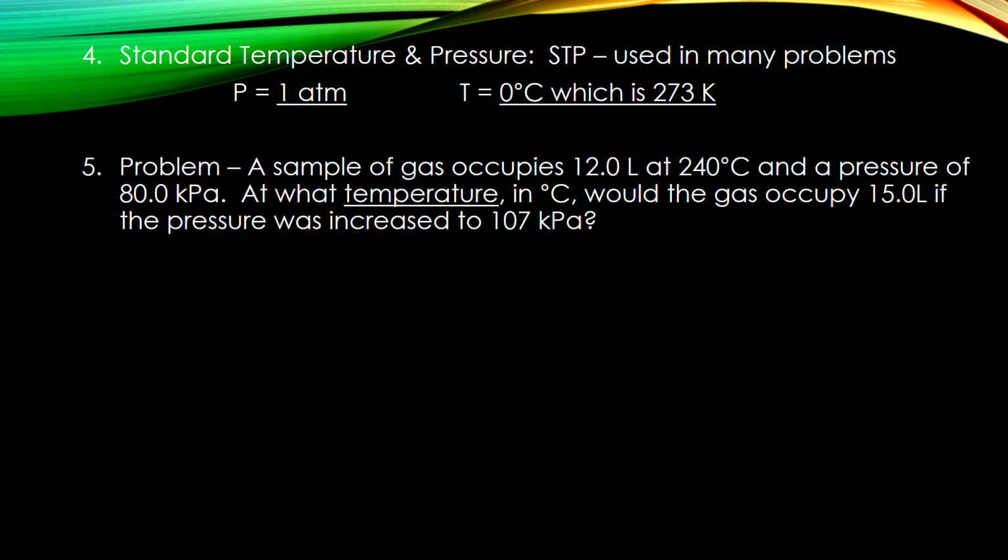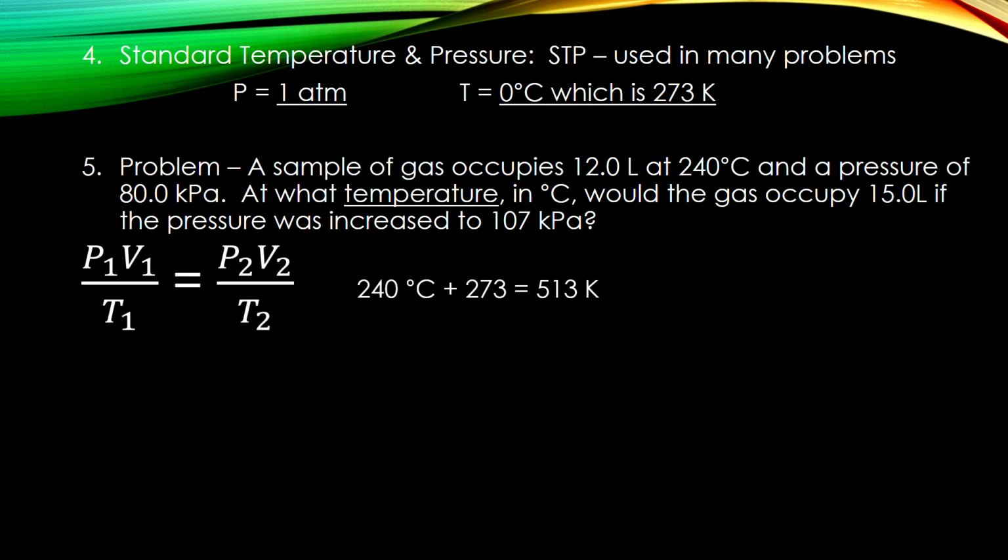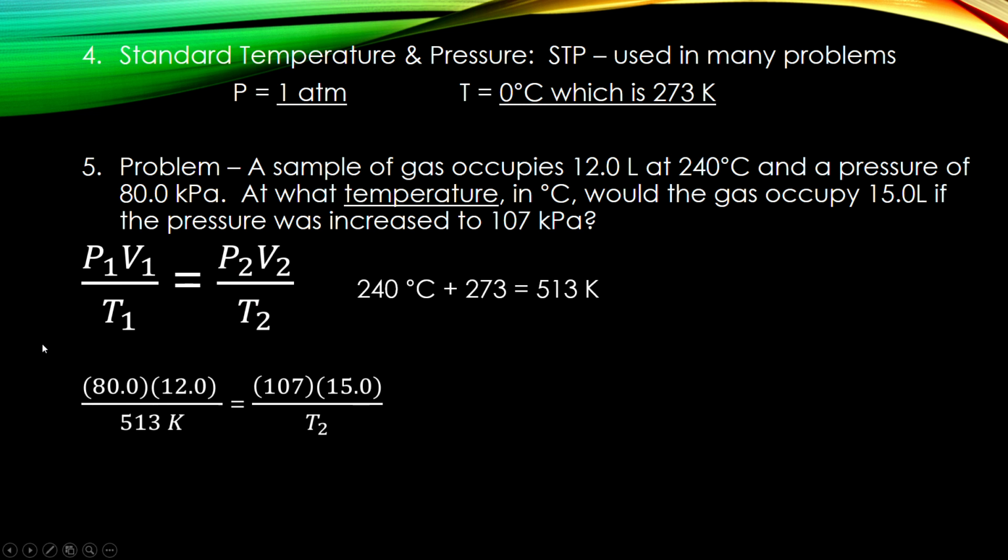Again, just like before, we're going to use the combined gas law, and the first thing we need to do is convert our temperature to Kelvin. Then, we are trying to find the second temperature here, so we can plug in everything else. So 80 times 12, divided by 513 equals 107 times 15 divided by T2. And I end up with my T2 on my calculator as such.